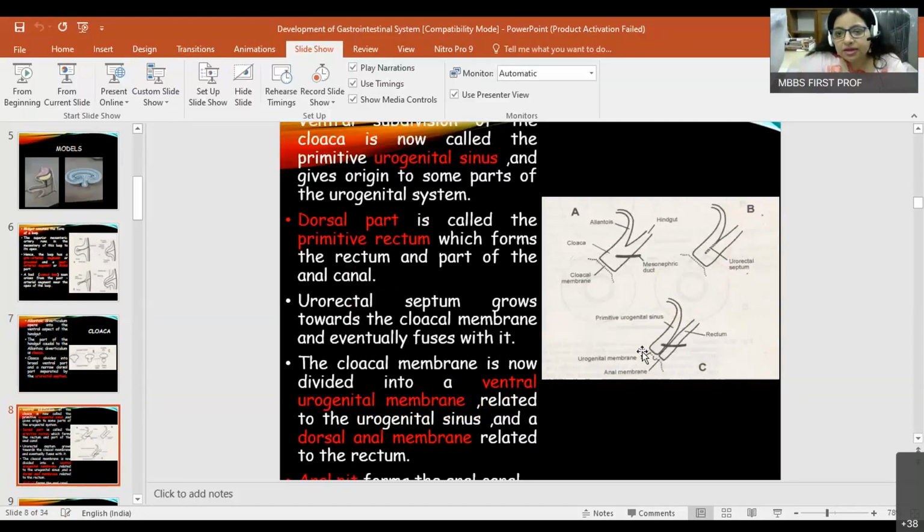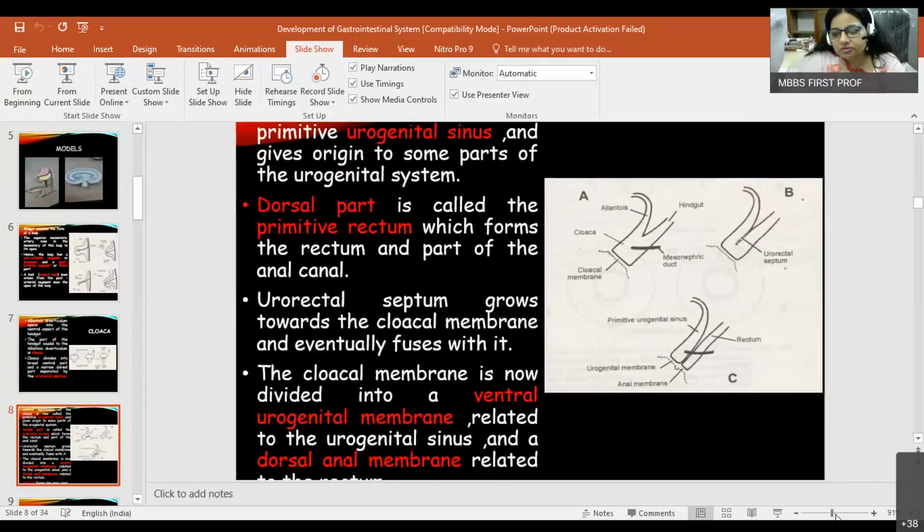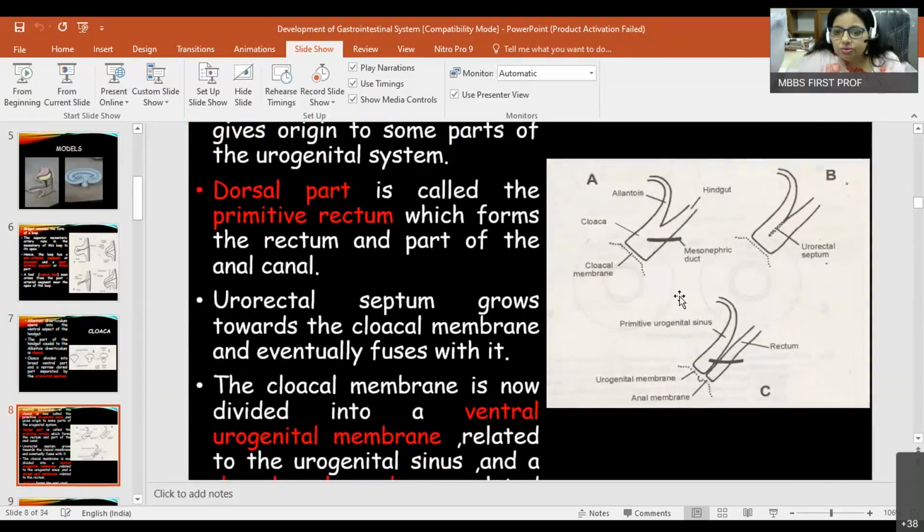See, again in this diagram you can see here, if I enlarge this picture, you'll be able to appreciate that this is allantois, the ventral aspect, and this is the dorsal aspect of the gut. So allantois is entering the hindgut to divide it into cloaca. There's also a duct that is received in the hindgut, is known as mesonephric duct.